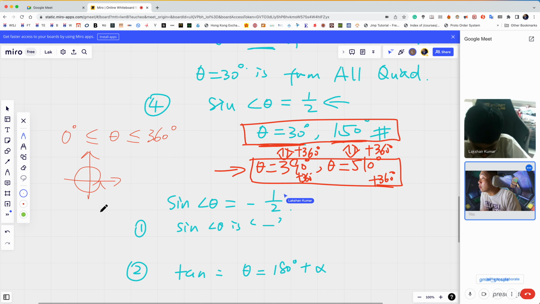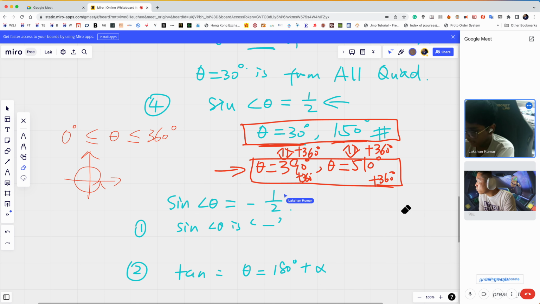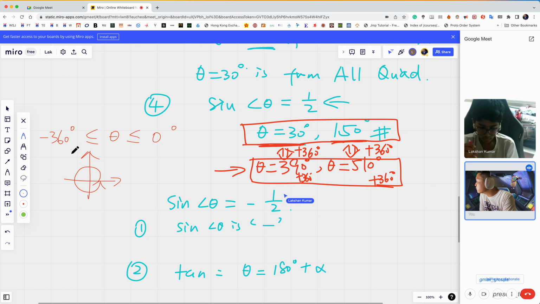So now I hope you understand. How come they give me a range? What if they don't? If they give you the range as 0 to 180, they can give you any range. Actually, they can give you a negative range. If they give you negative 360 to 0, you know your 30 and 150 are wrong. They are wrong because this 30 and 150 never fall into this range.